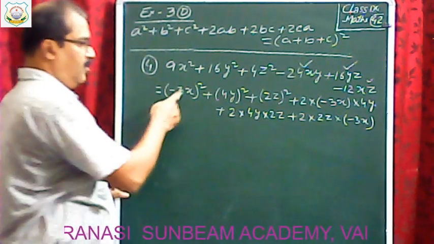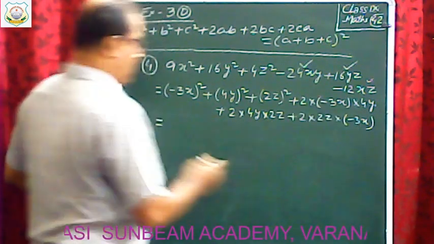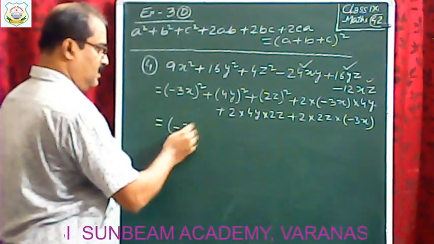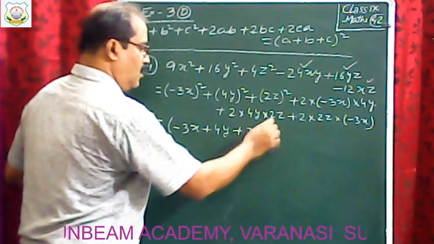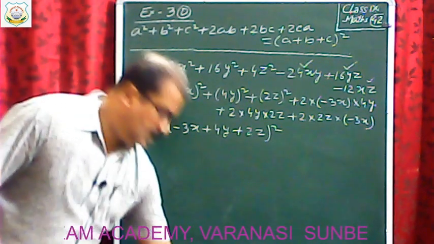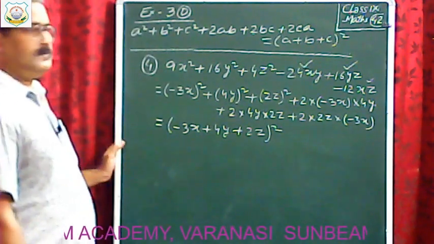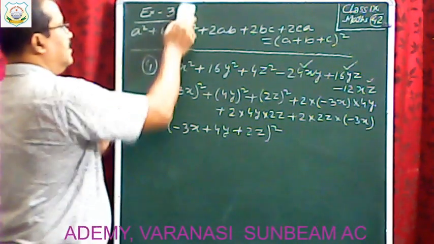Now we get the form a square plus b square plus c square plus 2ab plus 2bc plus 2ca, that is equal to a, minus 3x, plus b, 4y, plus c, 2z, whole square. That's so simple. So this much is given only in exercise 3D. Now come to next.